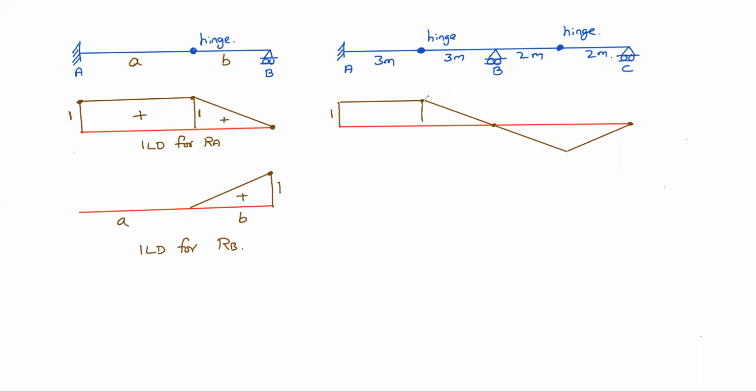See here also it is 1. This is 3 meters. This is 3 meters. Here this is 2 meters. This is 2 meters means, see, for 3 meters it is 1. For 2 meters it will be 2 by 3 height. Positive, positive, negative, negative. This is the ILD for RA.